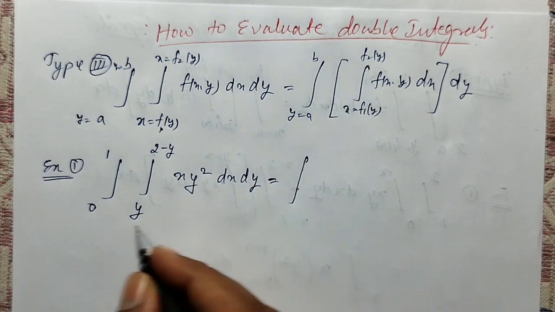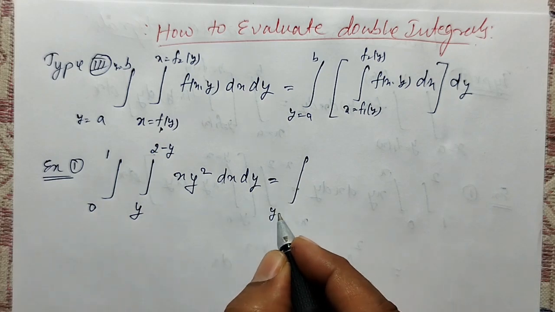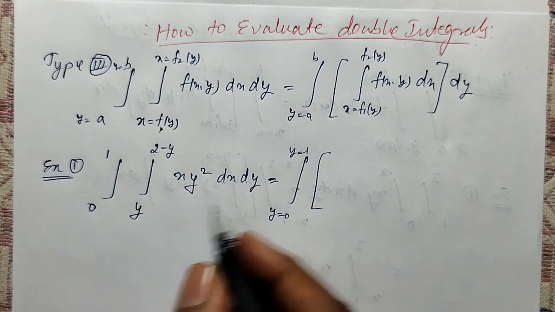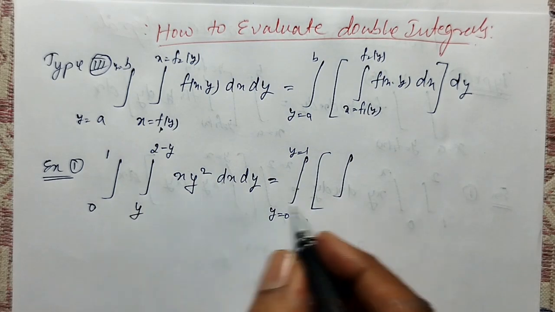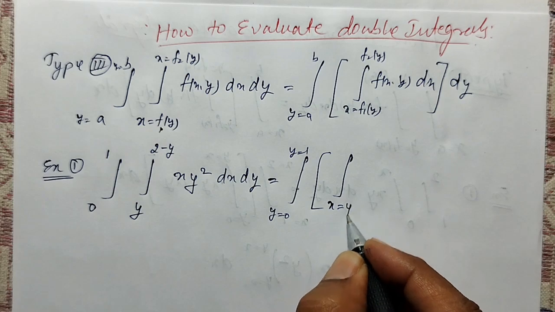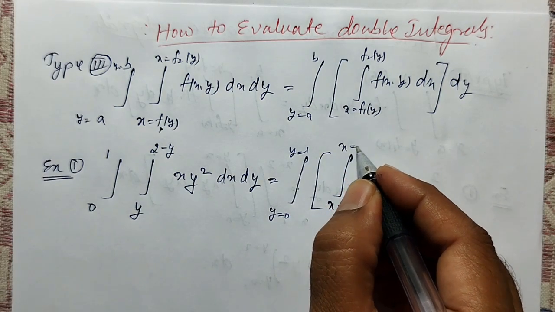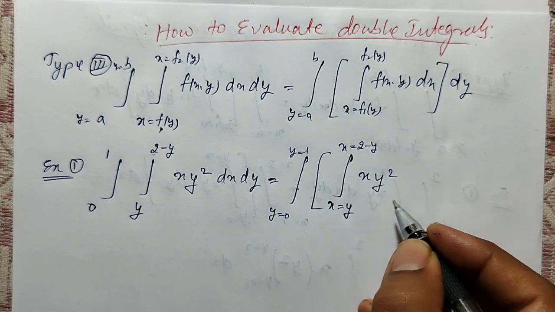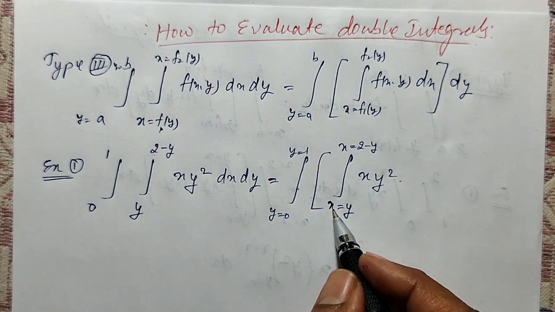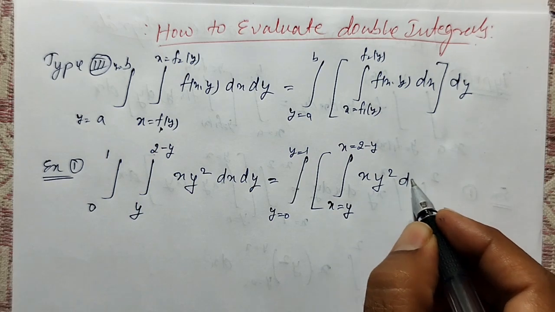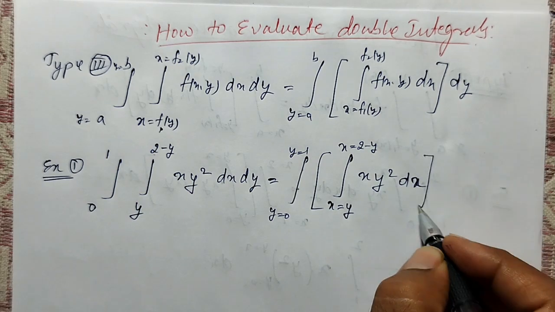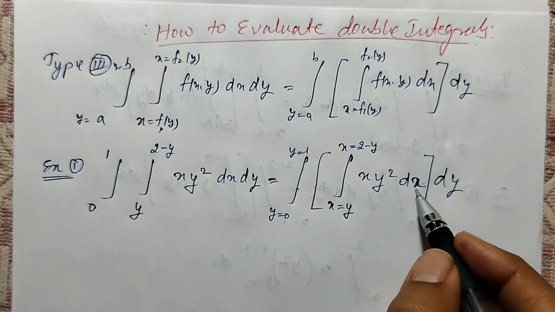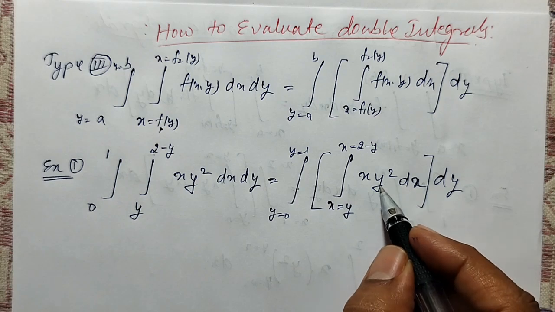Therefore, I can write the outside limit as y equal to 0 to y equal to 1, and what is to be integrated first, I will write inside. And it is not given, but you have to understand that it is x equal to y to x equal to 2 minus y of x y square, and you are to integrate first with respect to x. That's why I will take dx inside the bracket and dy I will keep outside. Now you have to integrate first with respect to x by keeping y constant.